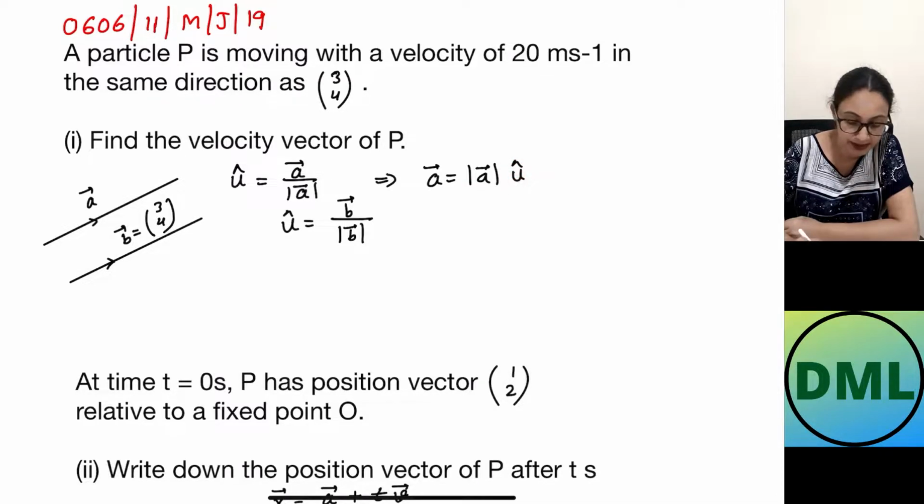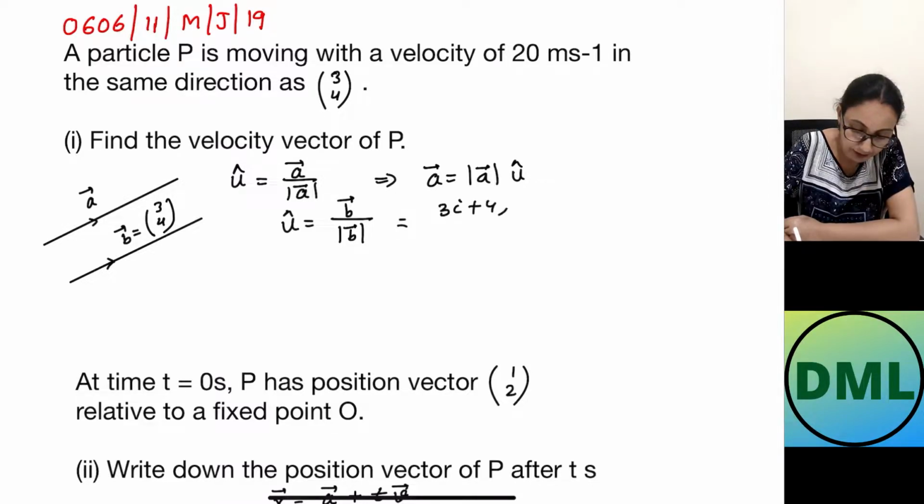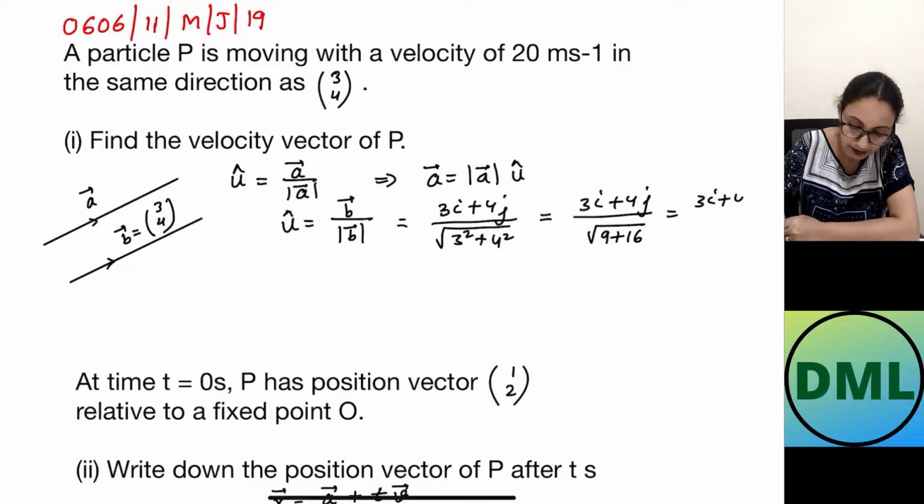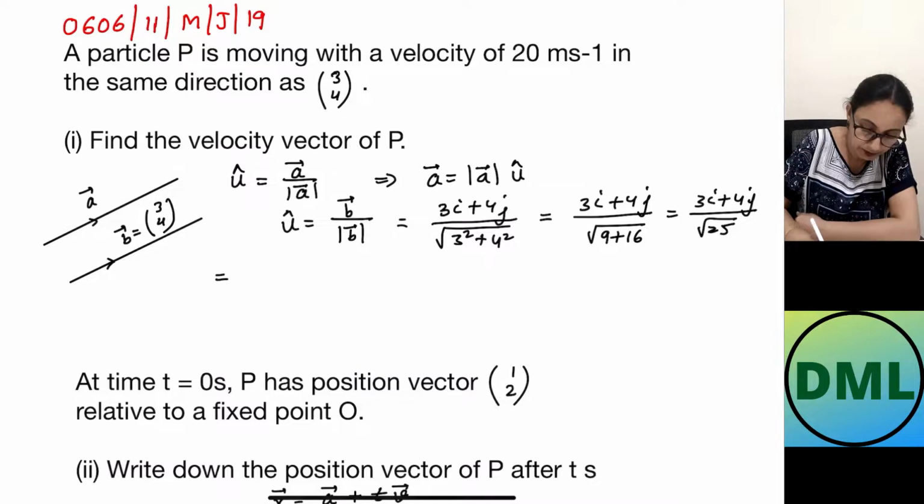The unit vector will be the same as that of vector B. So the unit vector of vector B is vector B over the magnitude of vector B. If I solve it here, vector B is 3i plus 4j divided by the root of the magnitude. The magnitude is 3 squared plus 4 squared, so this is 3i plus 4j divided by root of 9 plus 16, which is 3i plus 4j over root of 25. So that will be equal to 3i plus 4j over 5.